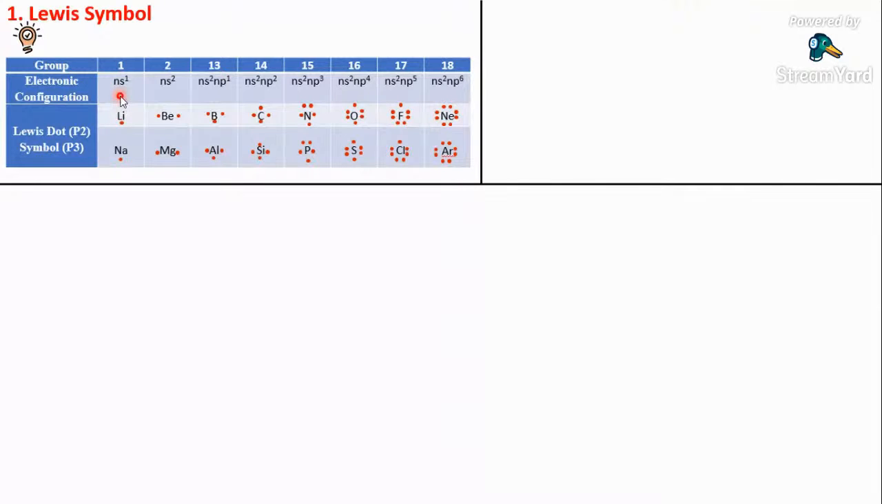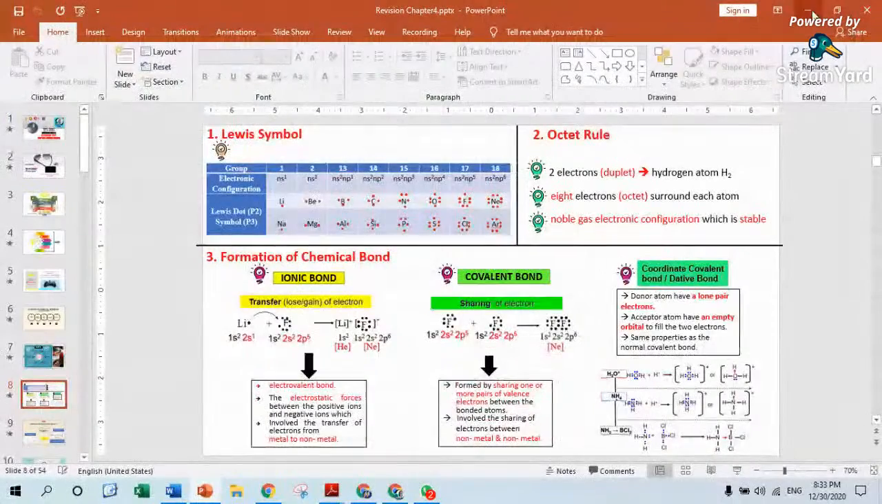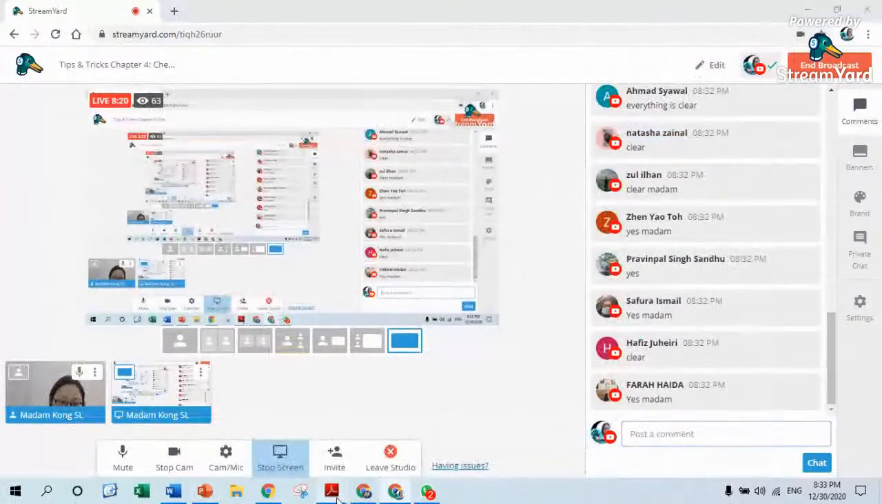element. Group 1 has 1 dot, group 2 has 2 dots, group 13 has 3 dots, group 14 has 4 dots, and group 18 has 8 dots. If you are not sure what the valence electron for the element is, no choice, you have to start from the electronic configuration. Before I proceed with the electronic configuration, I want to share this one with you all.